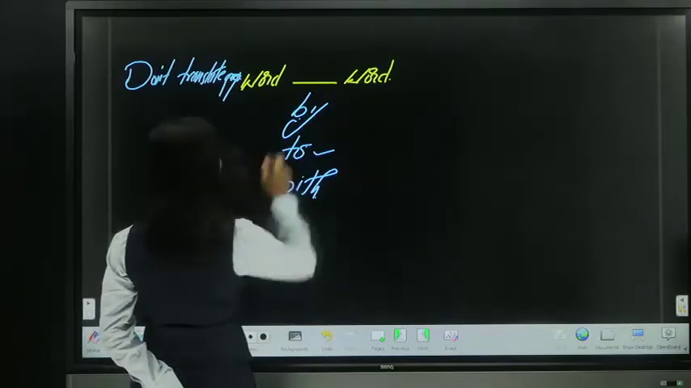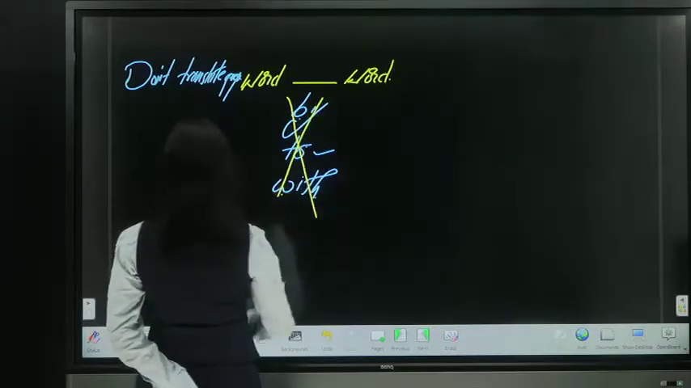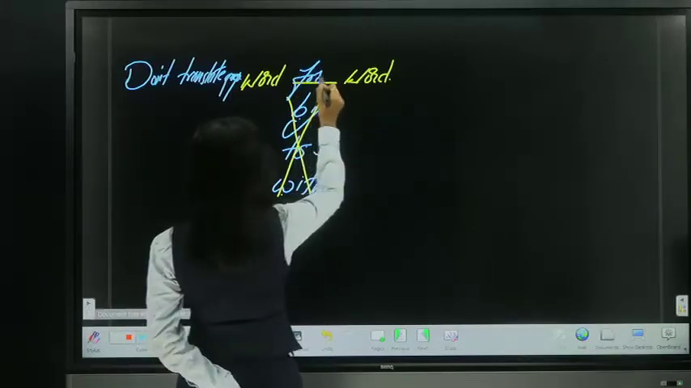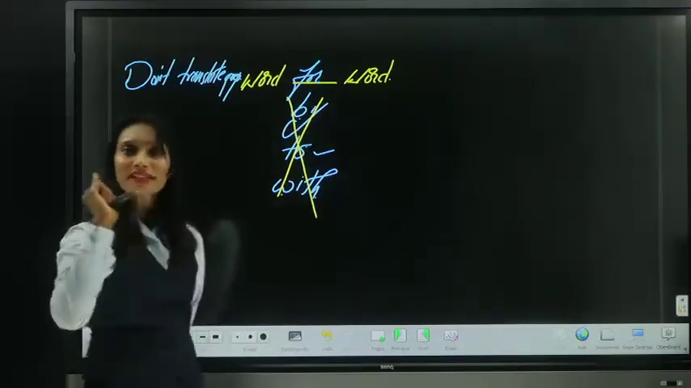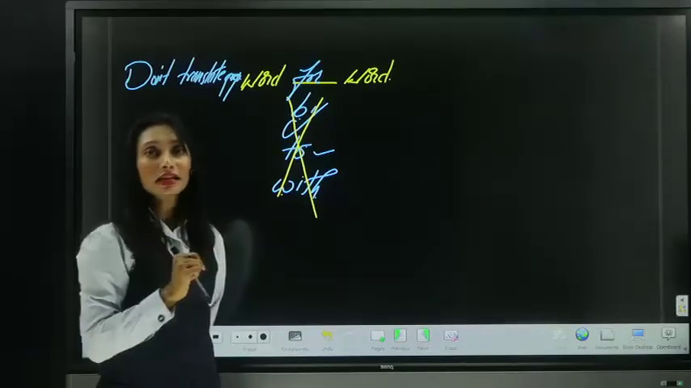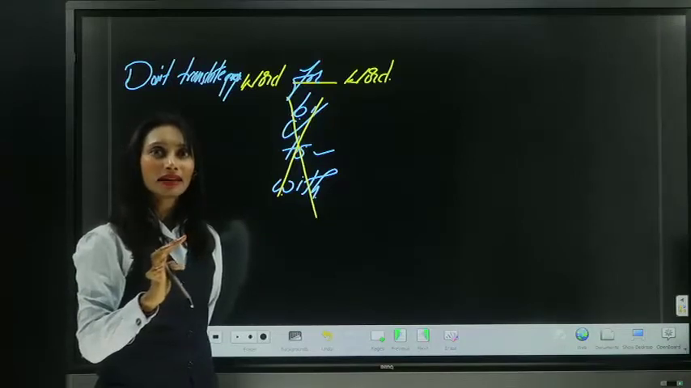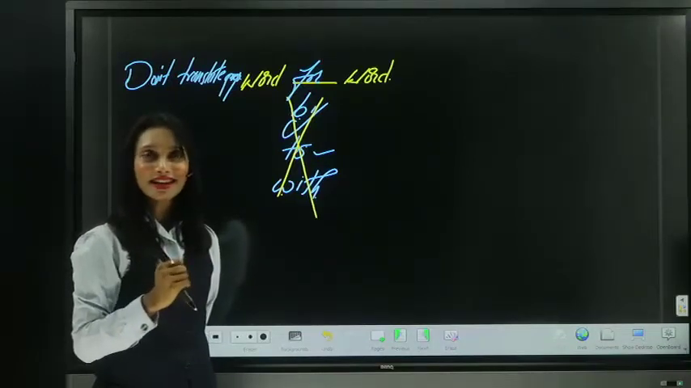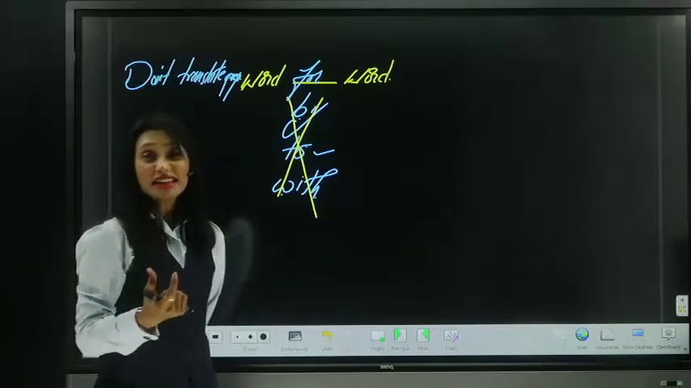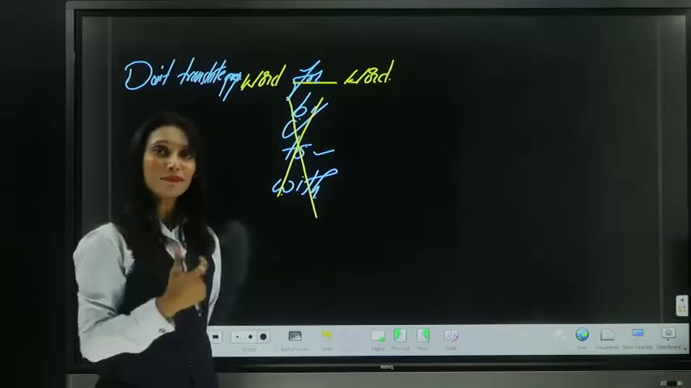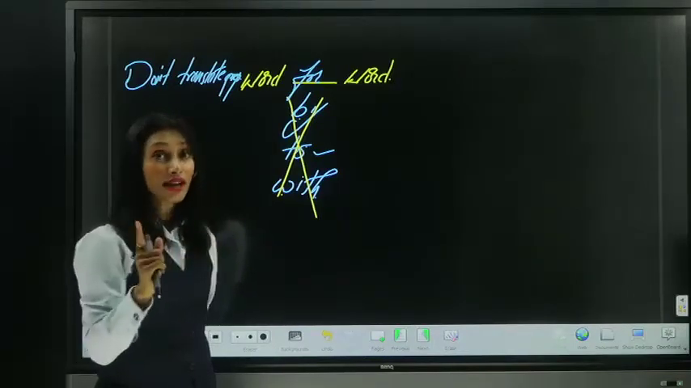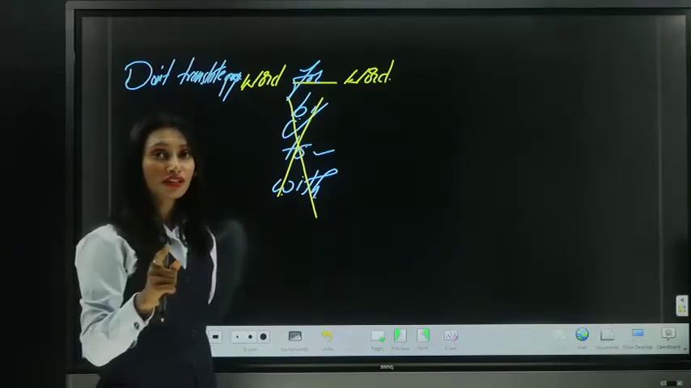But let me tell you, all these are wrong. The correct one is word for word. See, that is what I told you. Do not ever translate prepositions word for word into your mother tongue because it may lead you to the wrong answer. The sense of a preposition in English is different from the sense of the same preposition when you translate it into your mother tongue. So do not ever translate word for word into your mother tongue.